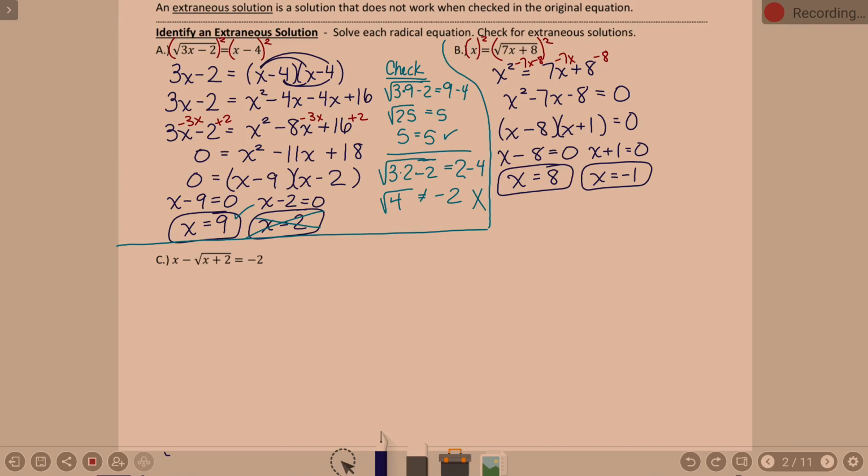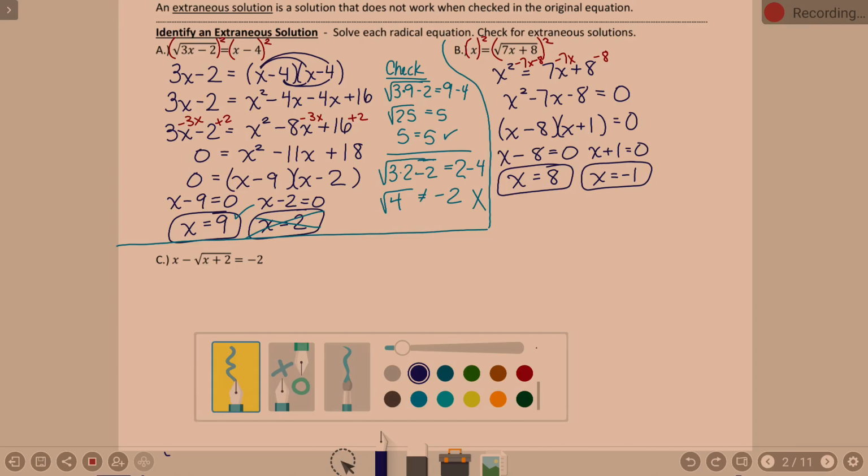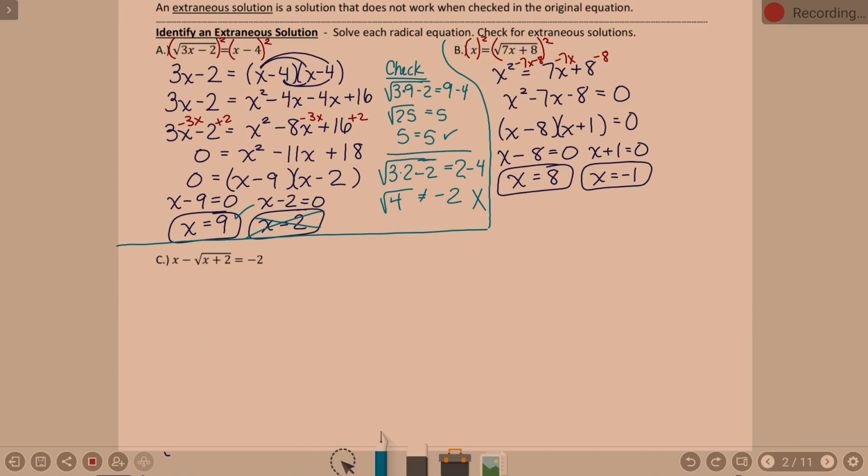Should I move on to the next problem? Nope. Now, I can tell you right now, without doing any work, one of these answers doesn't work. It's a very quick, easy thing for me to see. Okay. Let's check both of these real quick.